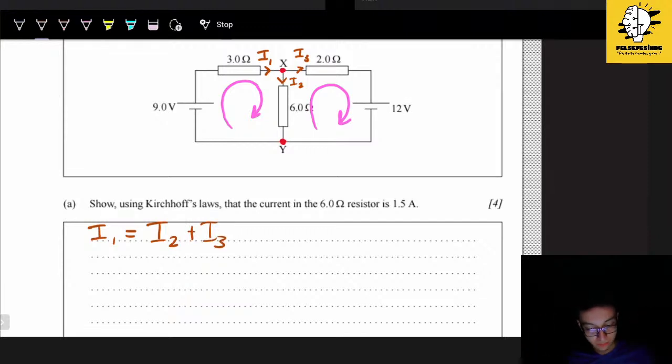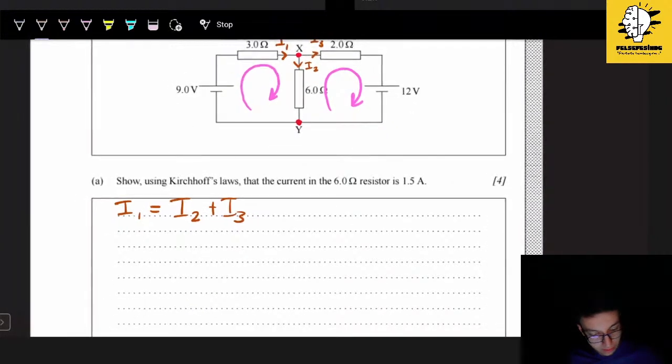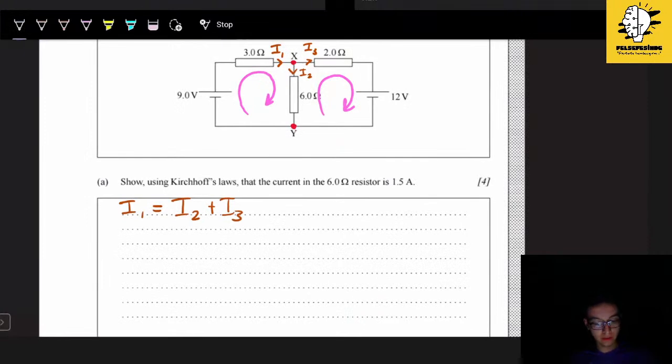I1 is entering. And you may write the same thing for Y as well. But as far as I remember, we will not need this. And now I will do the second thing. Let's start with loop 1. And this is loop 2.